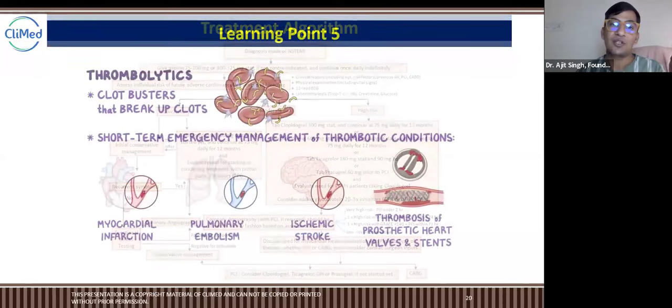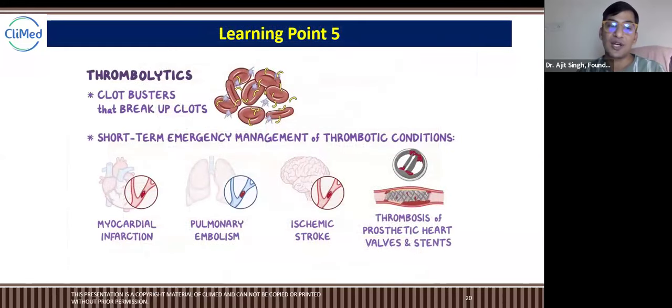Okay. Now, learning point five is, what are the thrombolytics? Thrombolytics are clot busters, which are breaking the clots. Like what? TPAs, tissue plasminogen activators, right? What are the examples of tissue plasminogen activators, guys?